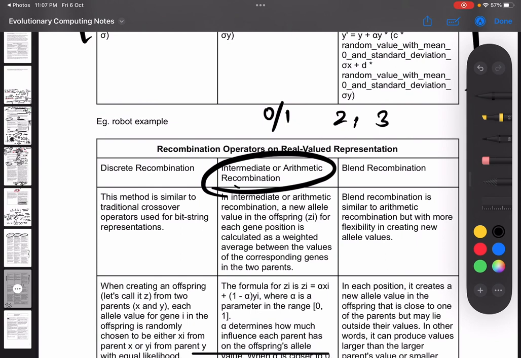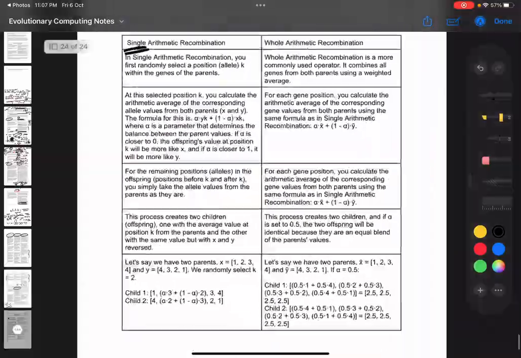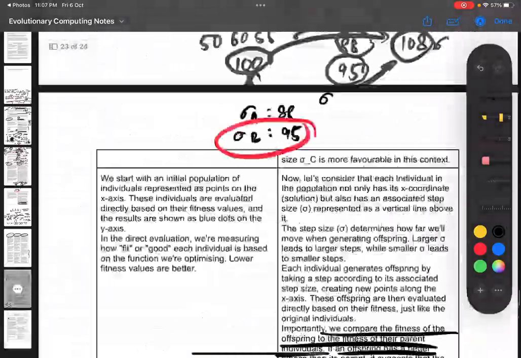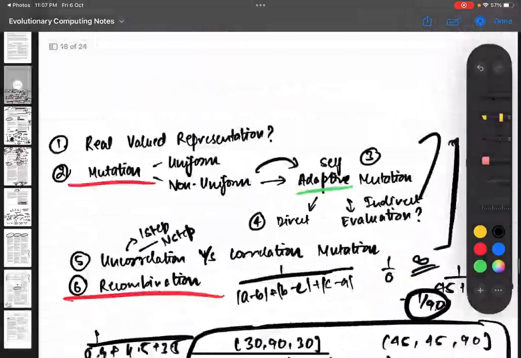The blend recombination is an extension of the intermediate or arithmetic recombination, since the offspring of the 2 parents at each position will always lie in the range of the parents' values at that position. Therefore, blend recombination does some magic maths where it allows the new offspring value to be beyond the range of the parents. I think studying this chapter in this much detail is more than enough.